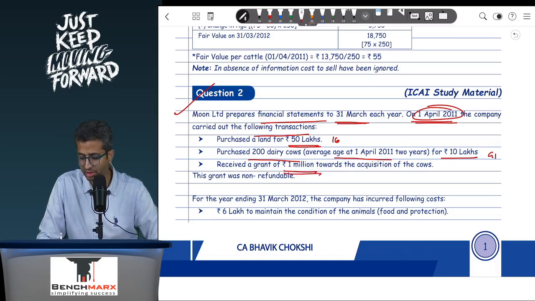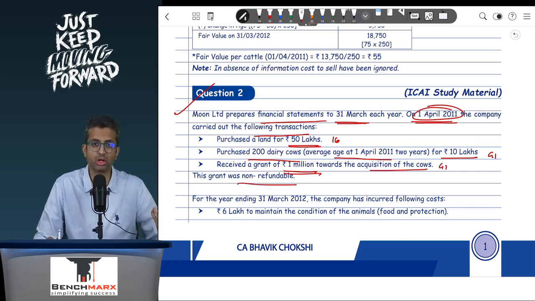Received a grant of 1 million, that is 10 lakhs, towards the acquisition of cows. This is a grant towards the acquisition of cows and hence will be covered by Ind AS 41. The grant was non-refundable. If it is non-refundable, it is unconditional and hence it will be taken to the P&L immediately.